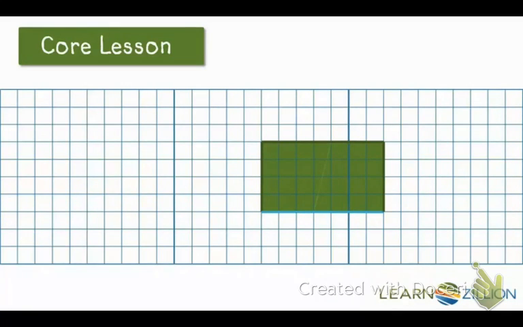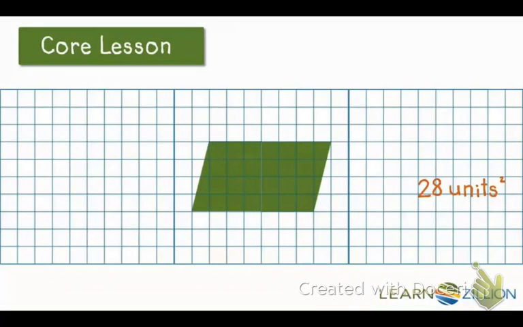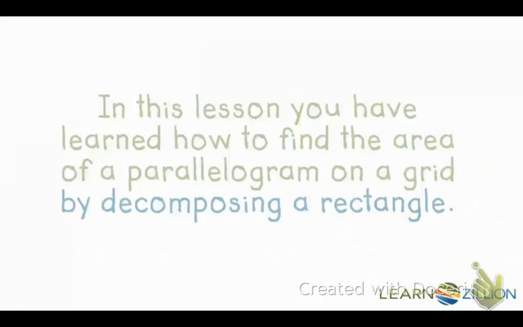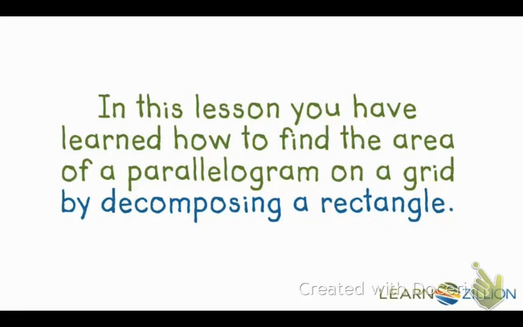So we have our length, which is 7 units, our width, which is 4 units. 7 times 4 is 28. And then, of course, those are square units. Again, we're measuring the amount of squares that can fit within that rectangle. So we have 28 square units, and again, that was for our parallelogram, which we decomposed to make into a rectangle. In this lesson, you have learned how to find the area of a parallelogram on a grid by decomposing into a rectangle.